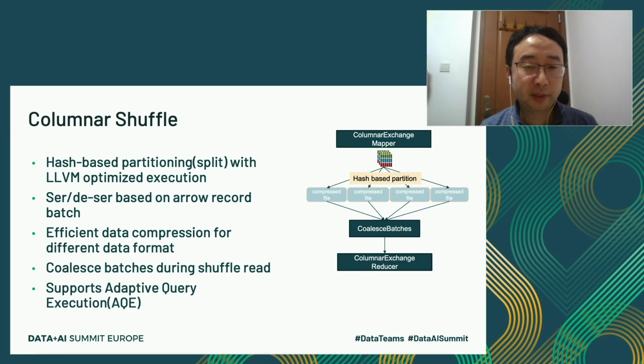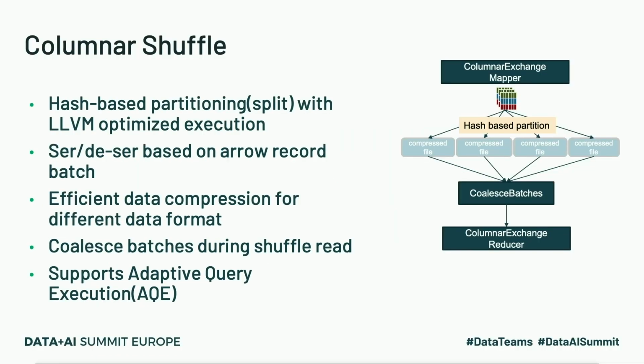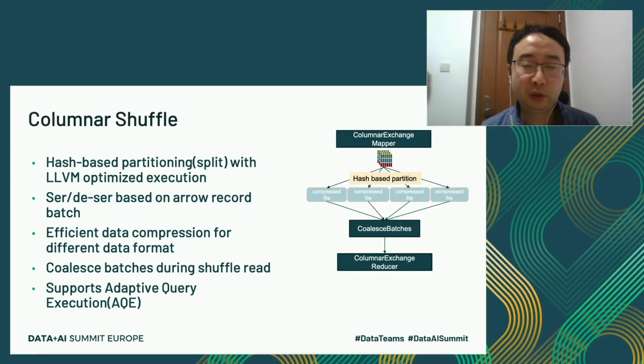The first thing is that since we are Arrow record batch based, it will try to split those Arrow record batches with native LLVM optimized execution. Since we are on the native side, we can do very efficient data compression based on different data formats. For example, for integers, we choose one compression algorithm, but for strings, we can choose another one. So it can achieve better efficiency.